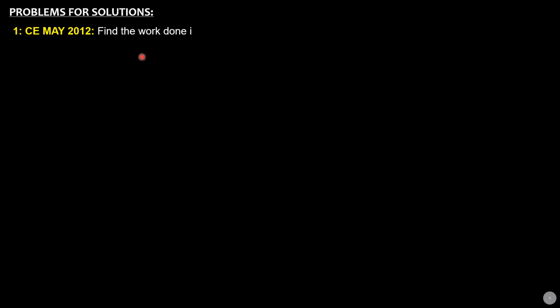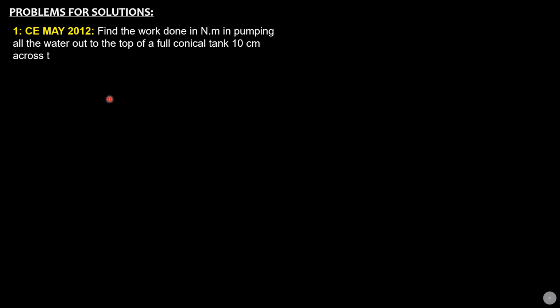So for the first problem for solution, the first one came out in the May 2012 CE Civil Engineer Licensure Exam. Find the work done in newton meter in pumping all the water out to the top of a full conical tank 10 centimeters across the top and 20 centimeters high.